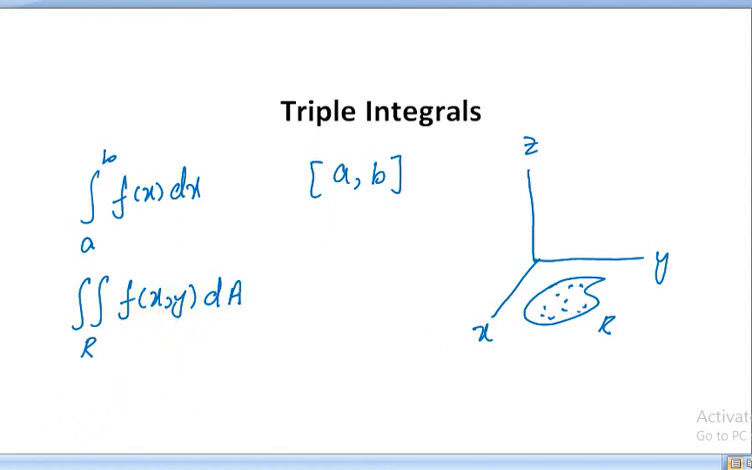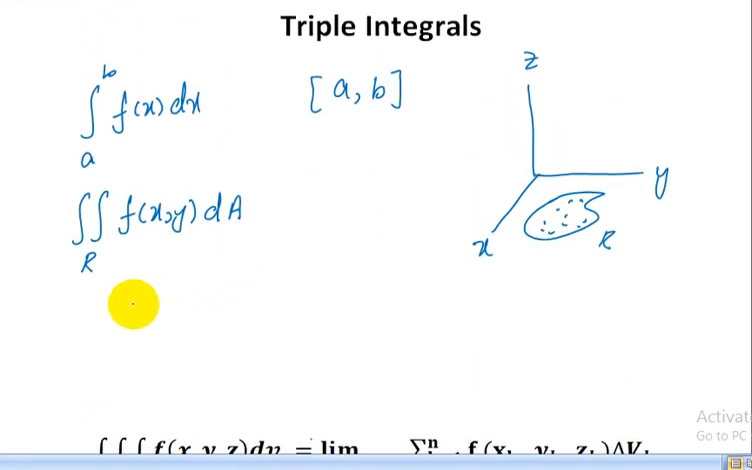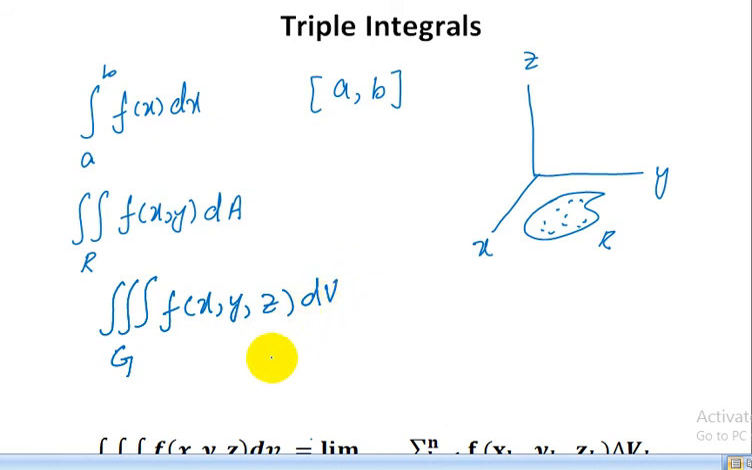Now we discuss triple integral. Triple integral is evaluated over a closed and bounded solid region in 3D space denoted by G for function f of x y z dV. Here G is a closed and bounded solid region in 3D space and f is a function of three independent variables x, y and z.